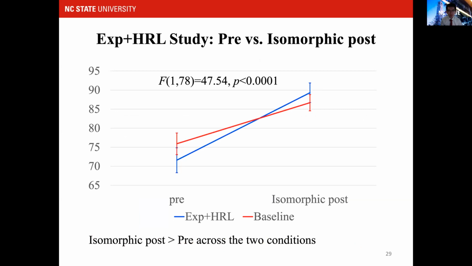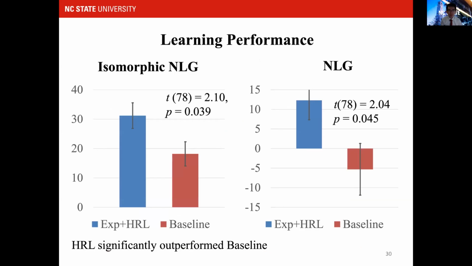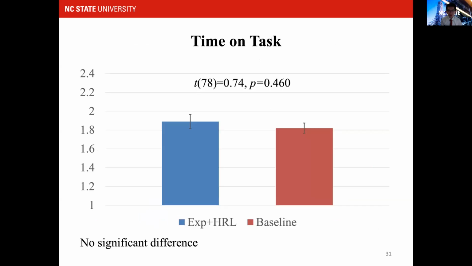A repeated measures analysis showed that both conditions scored significantly higher in the isomorphic post-test than in the pretest. For learning performance, the EXP plus HRL condition scored significantly higher than the baseline condition in both the isomorphic NLG and ALG. For time on task, there was no significant difference.